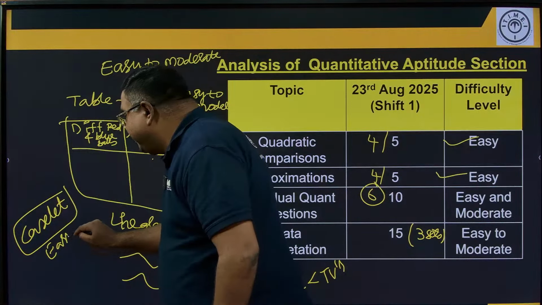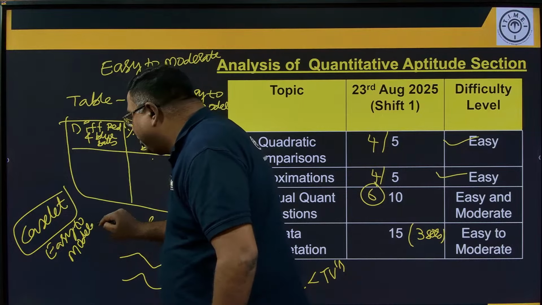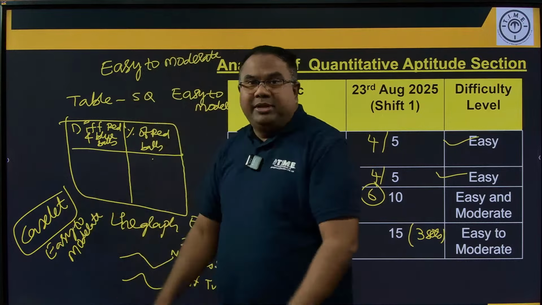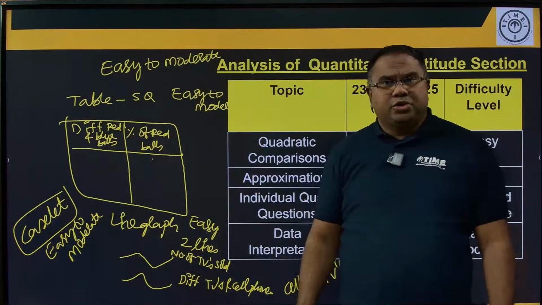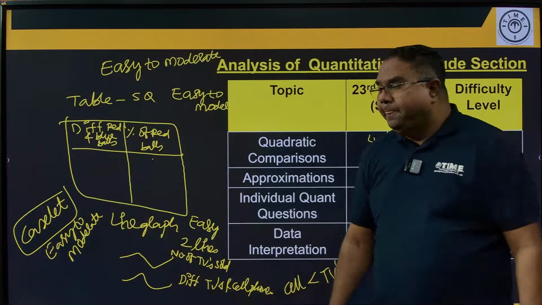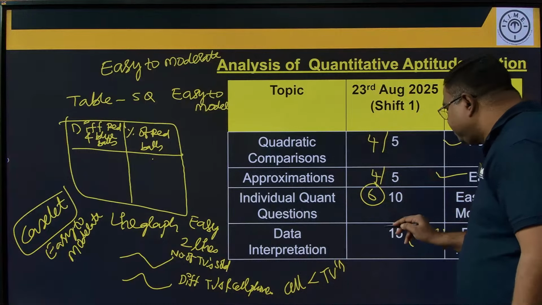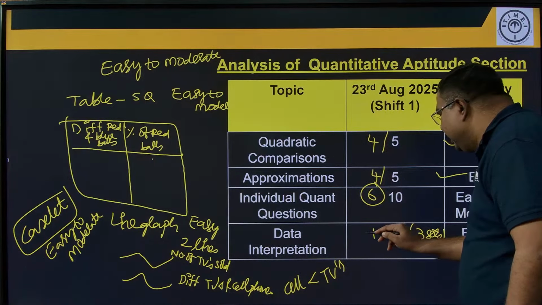We don't have much information about caselet, but we came to know that students don't have time to even attempt this set. We can classify it as those who solve this set, it was somewhere around easy to moderate level of difficulty. Now, out of these DI questions, you can comfortably solve 8 to 10 questions.